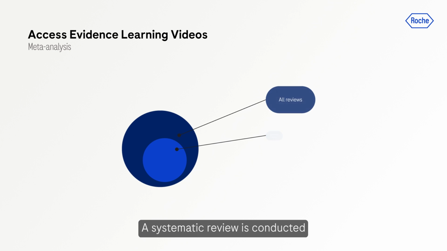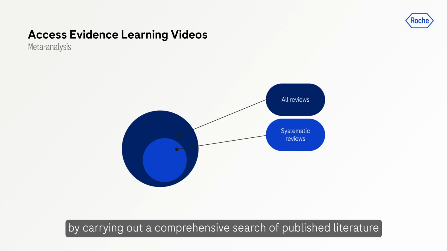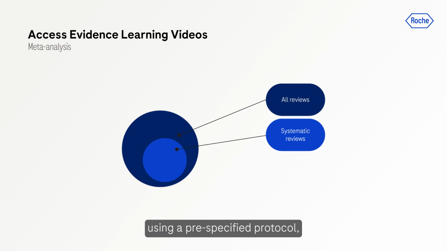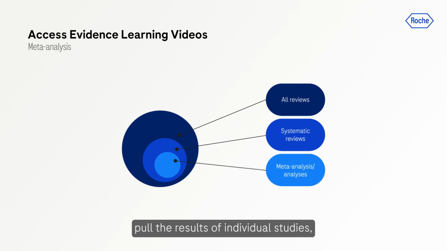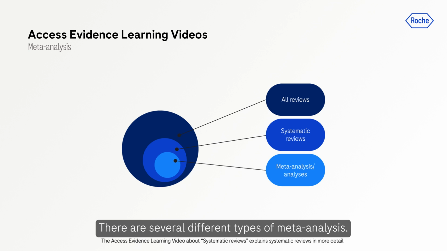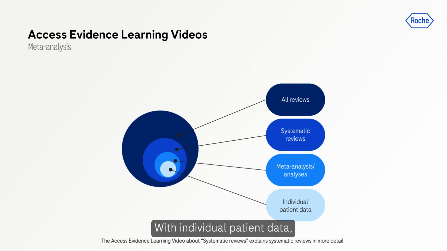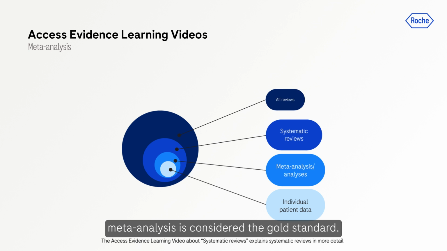A systematic review is conducted by carrying out a comprehensive search of published literature using a pre-specified protocol and summarizing the studies identified. A meta-analysis can be conducted in order to pool the results of individual studies to create a quantitative summary of their results. There are several different types of meta-analysis, with individual patient data meta-analyses considered the gold standard.